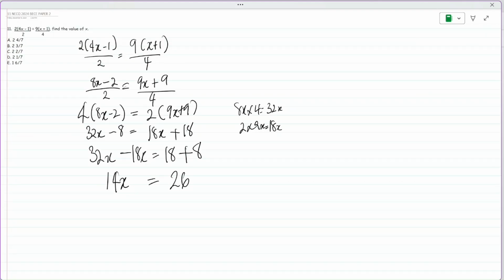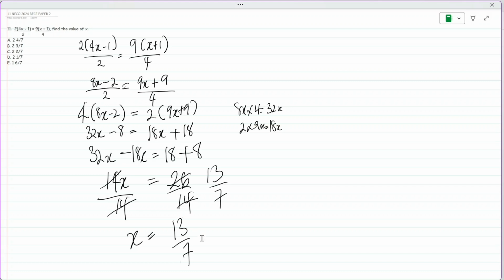Since we're looking for x, we divide both sides by 14. 14 will cancel 14 here. x will be 26 divided by 14. 2 can go in both of them. 2 here, 13. 2 here, 7. So you have it as 13 over 7. x is 13 over 7.